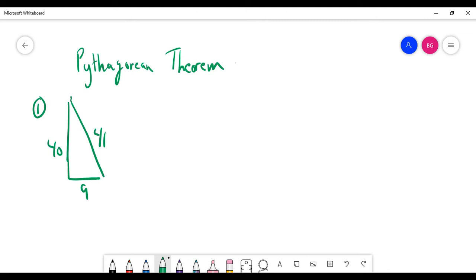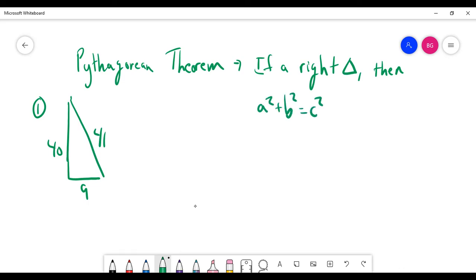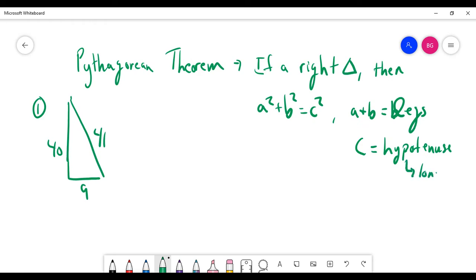Okay, so remember the Pythagorean theorem states if a right triangle, I'm going to abbreviate here. If a right triangle, then we have a squared plus b squared equals c squared, with a and b being legs. Remember, legs are the two sides that make up a 90-degree angle, and then we have c being the hypotenuse. Okay, so we're going to start with this one. Remember the hypotenuse, though, is always the longest side.